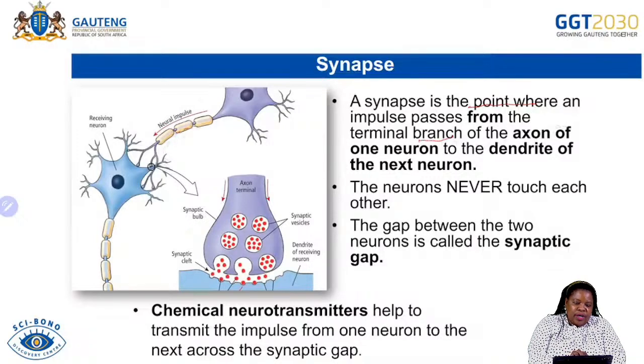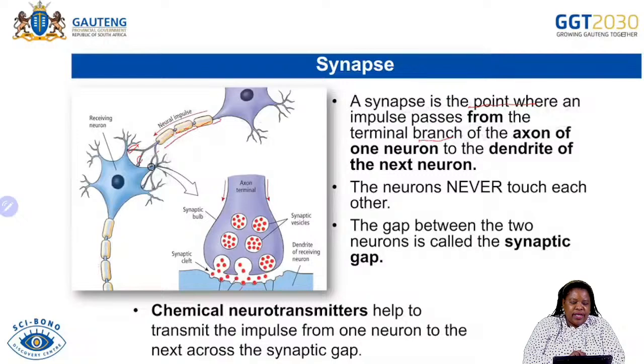This is the axon covered with myelin sheath. We've got terminal ends. Now, what is going to happen? A synapse is the point where an impulse passes from the terminal branch of the axon of one neuron to the dendrite of the next neuron. Okay, let's say this is a motor neuron, and then we've got the dendrite of the sensory neuron.